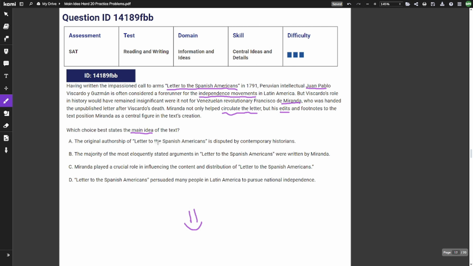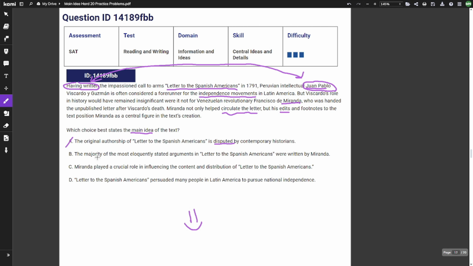The original authorship is disputed? No. I mean, it straight up says right here that having written, and then this guy right here. If y'all notice, this is a modifier, and you can see that having written modifies the noun Juan Pablo. So we know that Juan Pablo is the guy that wrote it, right? There's no disputing going on here. So it's not gonna be A.